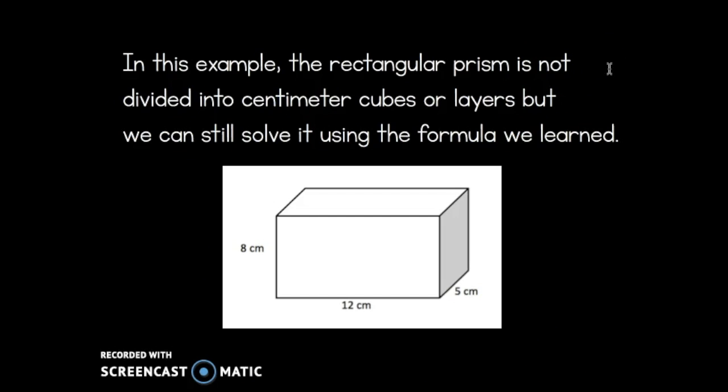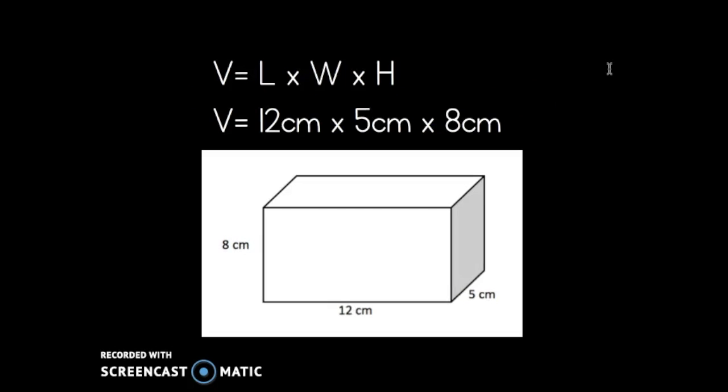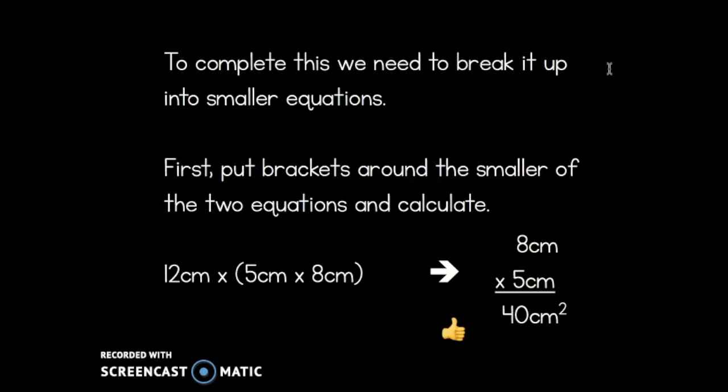In this example, the rectangular prism isn't divided into centimeter cubes or layers like the previous slide, but we can still solve it using the formula we learned. So again, that formula is volume equals length times width times height. And for this specific rectangle, we can call that 12 centimeters times 5 centimeters times 8 centimeters.